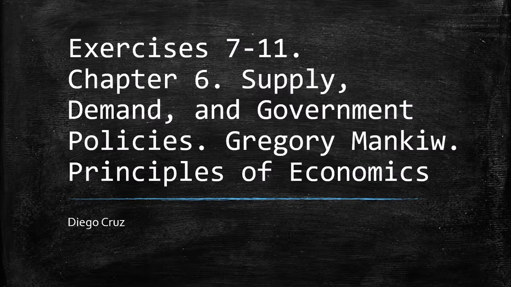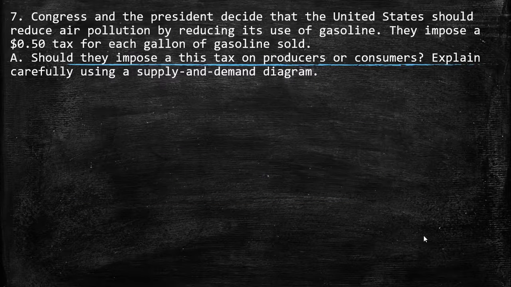So the 7th exercise says that Congress and the President decide that the United States should reduce air pollution by reducing its use of gasoline. They impose a 50 cents tax for each gallon of gasoline sold. A. Should they impose this tax on producers or consumers? Explain carefully using a supply and demand diagram.